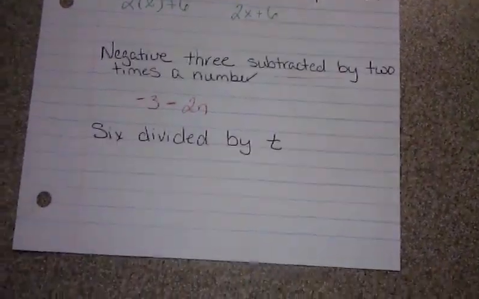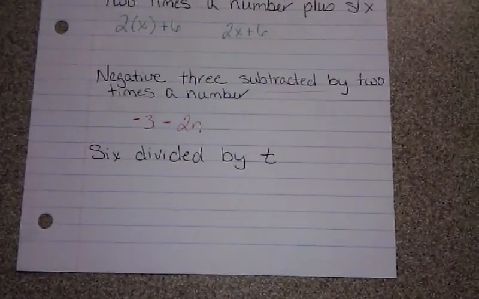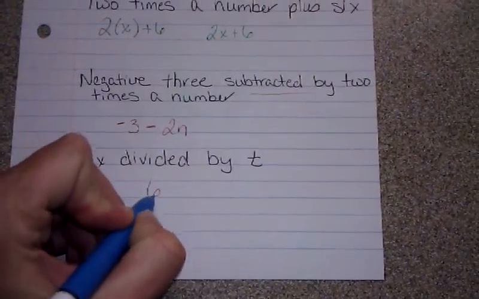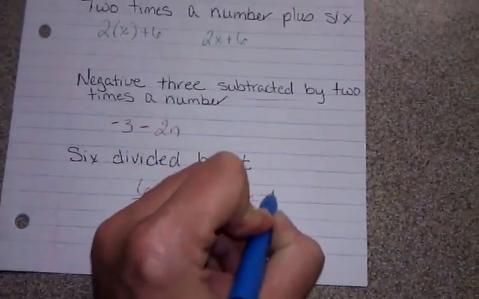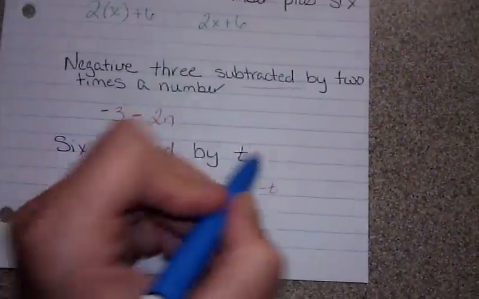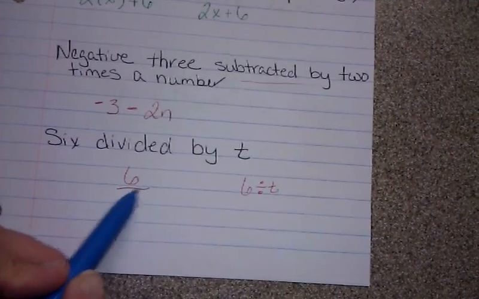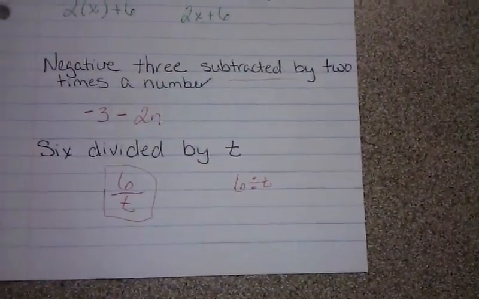The next one says 6 divided by t. Pause the video and come back and see how you did. On this one, you would have 6 divided by t. Some people would write it like this, but as we get into algebra more, instead of this divide sign right here, writing it like this, we use this line for divide. This is the preferred method of writing it.